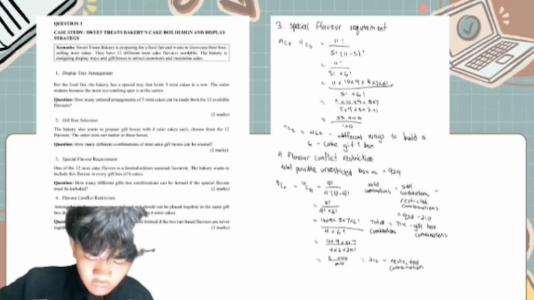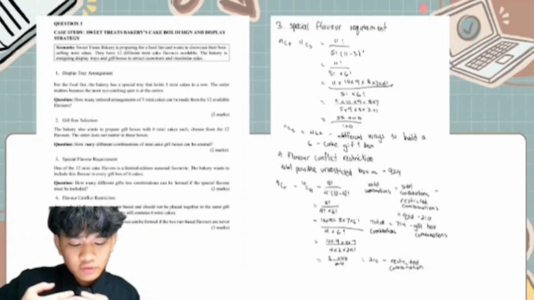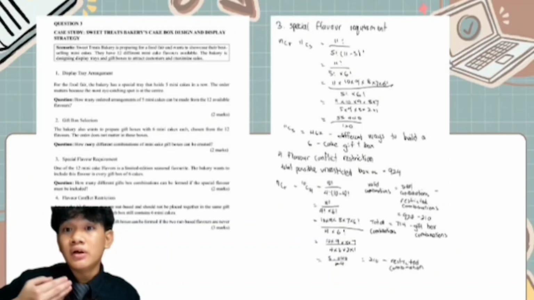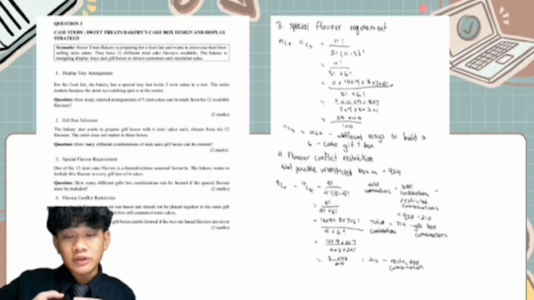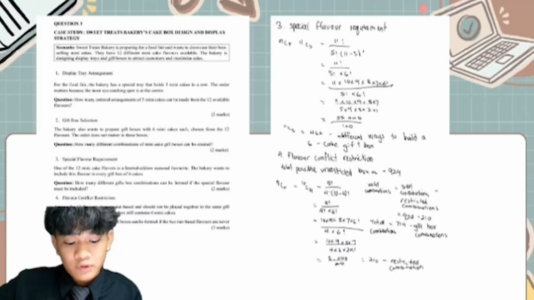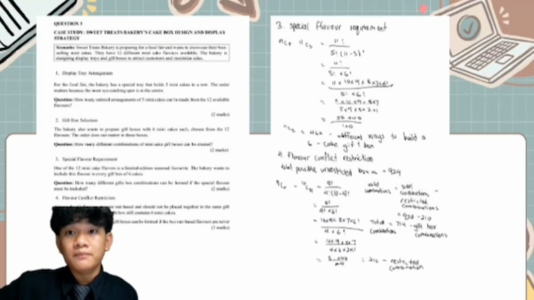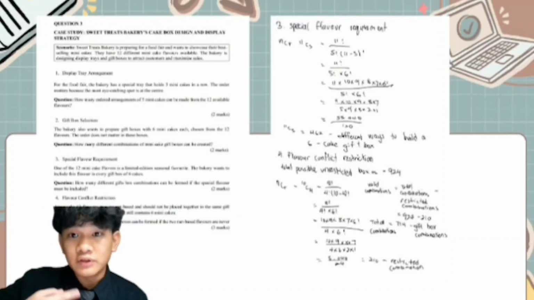We do the calculation one by one. The total possible unrestricted boxes is 924, and the restricted box combinations is 210. We subtract them, and after we subtract, we get the total of 714 gift box combinations. That's the final answer for question 4, flavor conflict restriction.